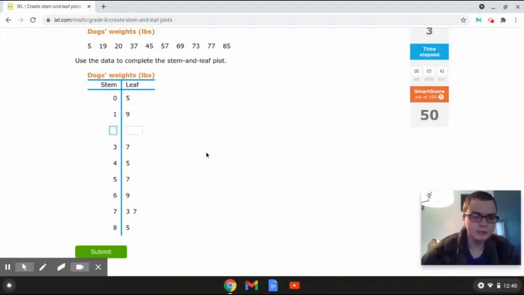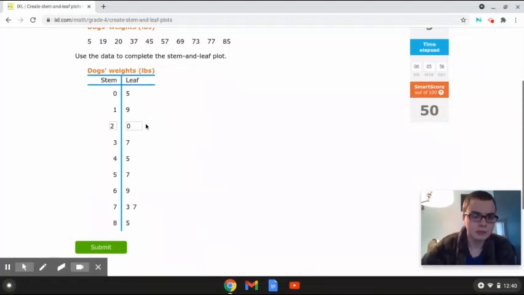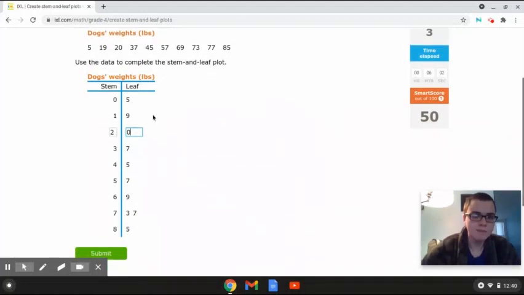All right, so this one is the only one that we have to fill in. And the number above here is going to be 20, so it's going to be 2 for the stem and 0 for the leaf. So it looks to me that this was the only one that we needed to fill in for this stem and leaf plot. So this is the completed stem and leaf plot for the dog's weight that was listed in pounds. And that is how to solve this problem. So let's move on to the next one.